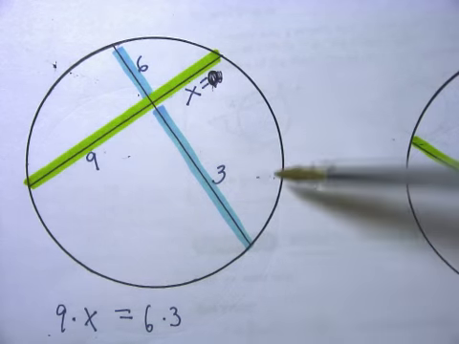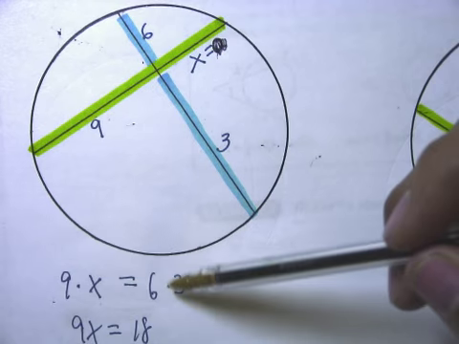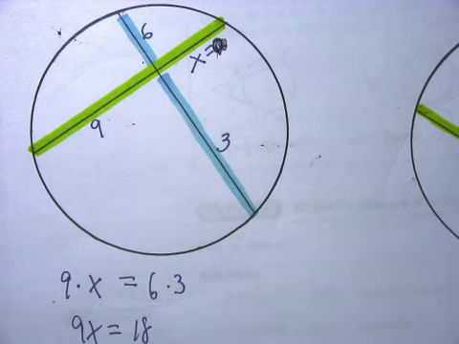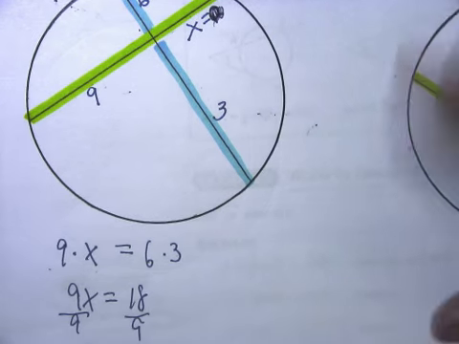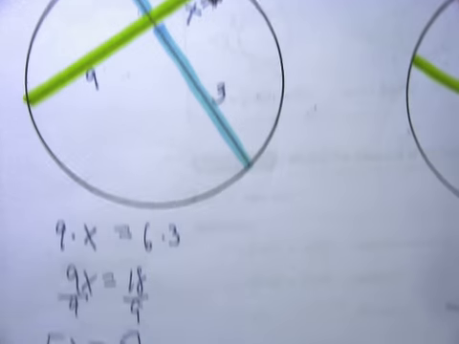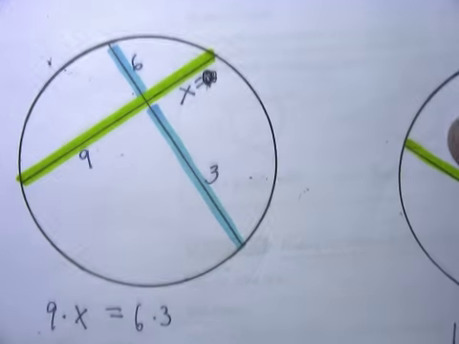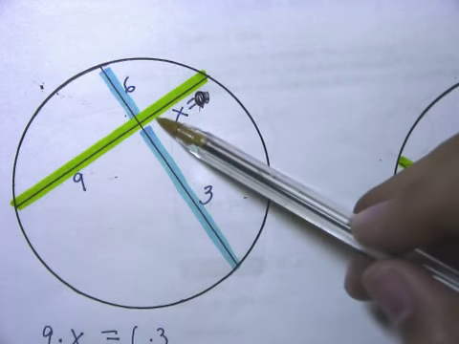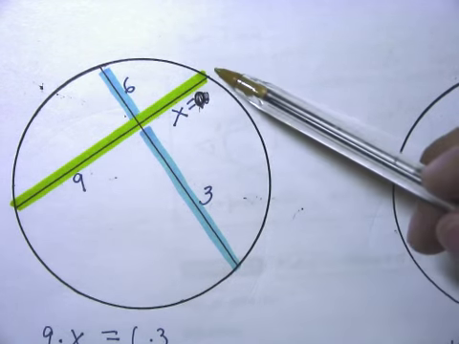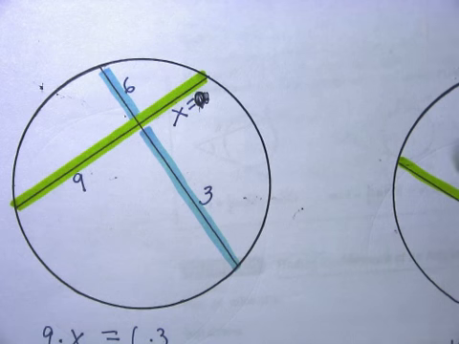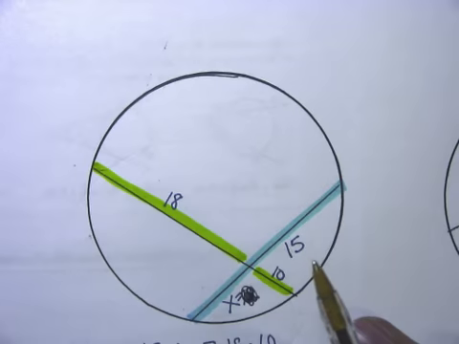So I'm going to multiply 9 times x. I'm going to multiply the 6 and the 3 together. Well, 9 times x is 9x. 6 times 3 is 18. Obviously I'm going to divide both sides by 9. That cancels out, and x is equal to 2. So I know then that this little part of the segment here is going to be 2 units long. So this chord is 11 units long, and this one is 9 units long.